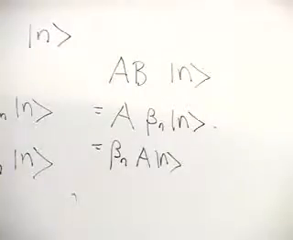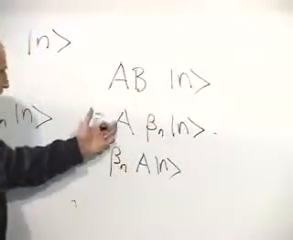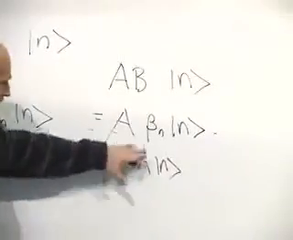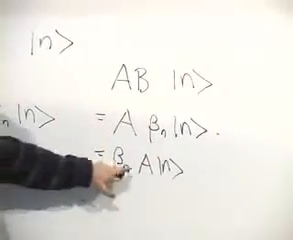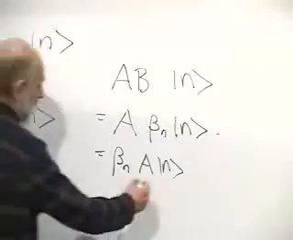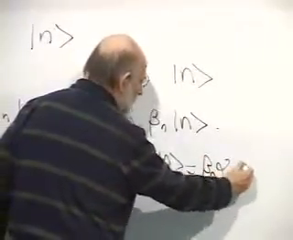Ordinary numbers, you can push them back and forth at will. They just multiply the vector n. And using the linearity of A, we can easily just move beta to the other side. Now, what is A on n? That's alpha n times n. So what do we get? We just get beta n alpha n times n.